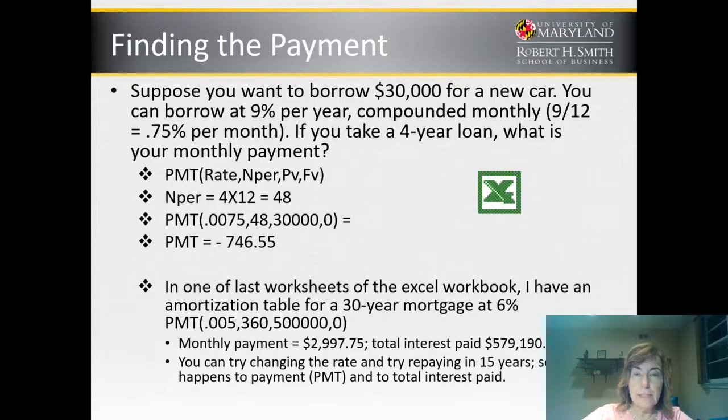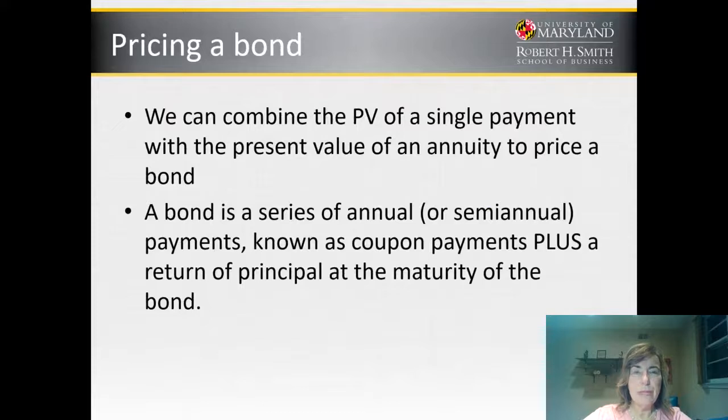So as I said, you can try changing the rate, try repaying in 15 years and see what happens to payments and to total interest paid. And we will probably ask you exam questions where you have to do that. At least we have in the past.